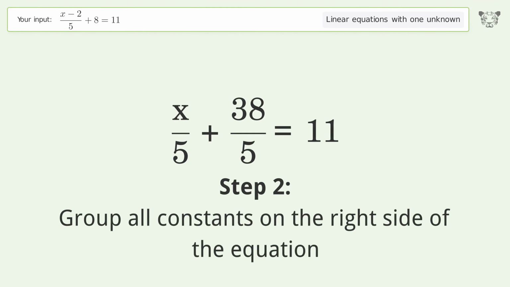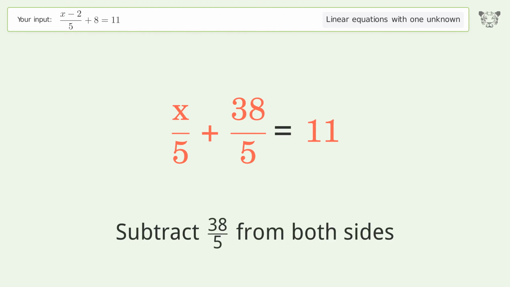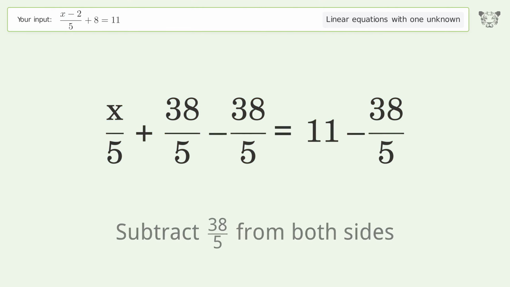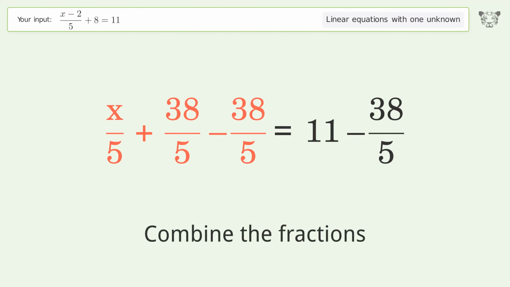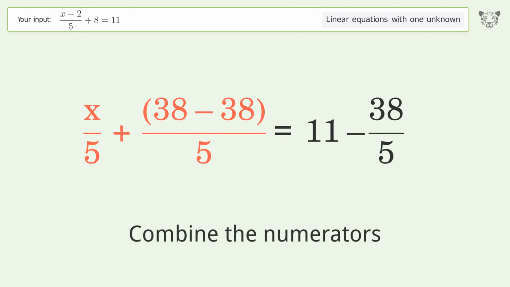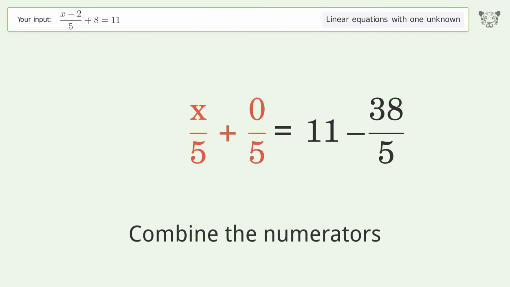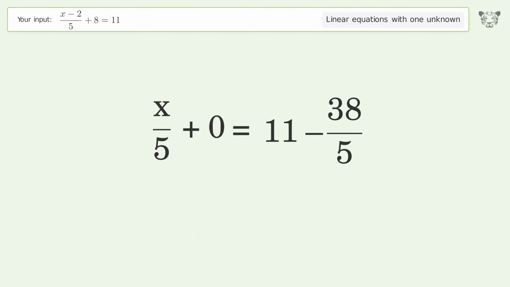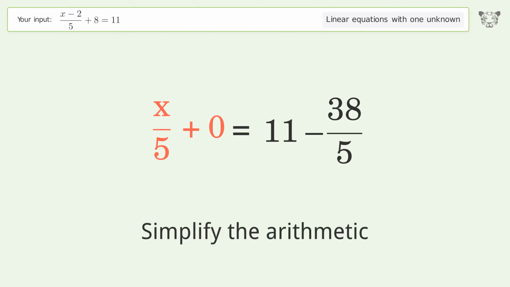Group all constants on the right side of the equation. Subtract 38/5 from both sides. Combine the fractions. Combine the numerators. Reduce the zero numerator. Simplify the arithmetic.